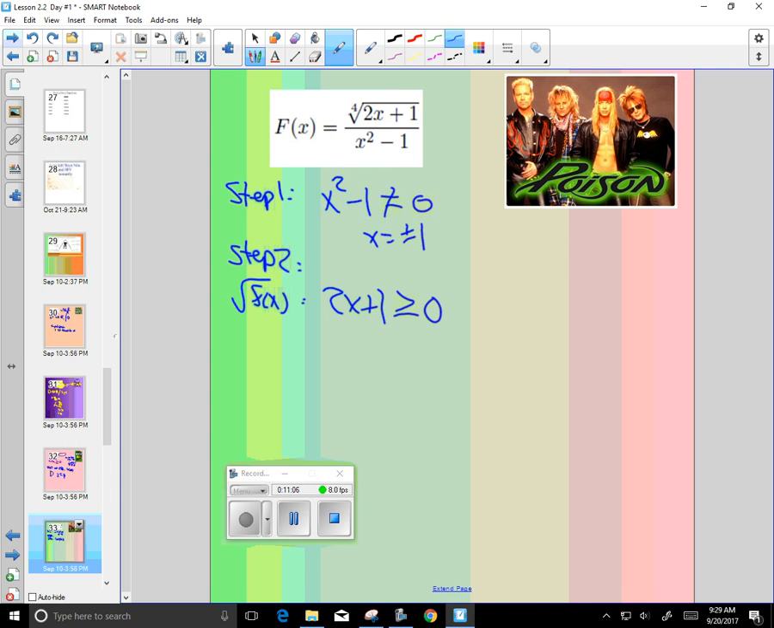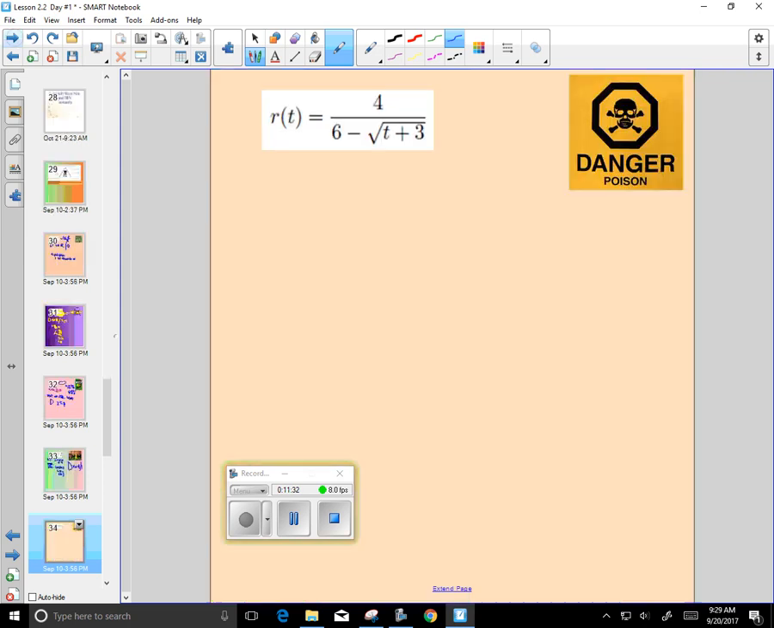This is going to be 2x greater than or equal to negative 1, x greater than or equal to negative 1/2. So the domain of this guy is going to be all of those x greater than or equal to negative 1/2, but you can't have what? Can't have 1.